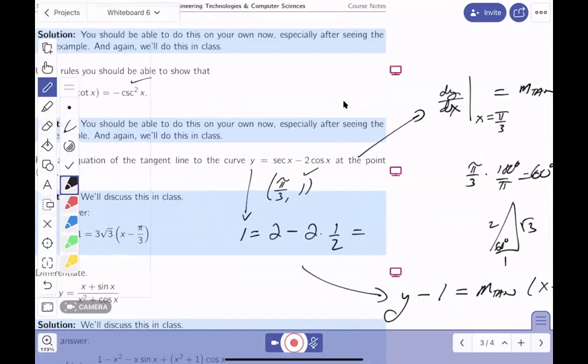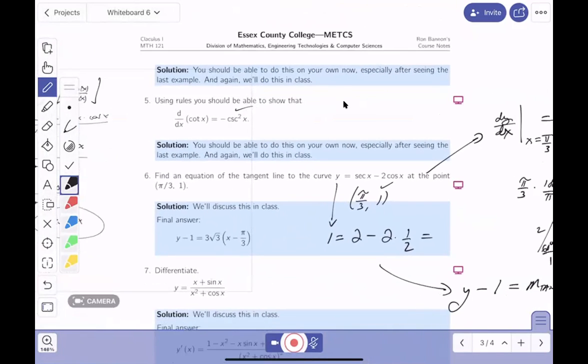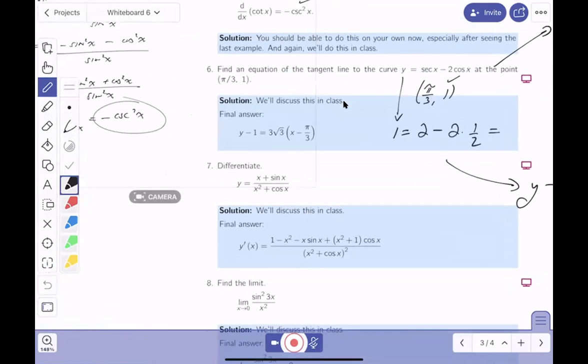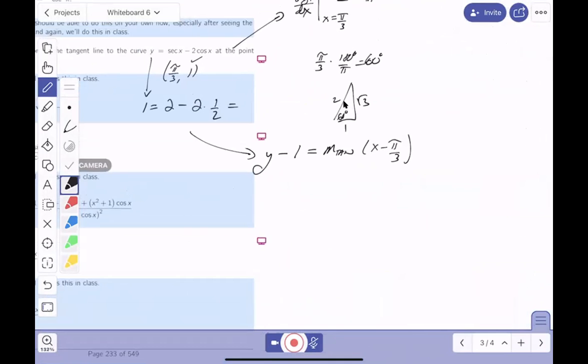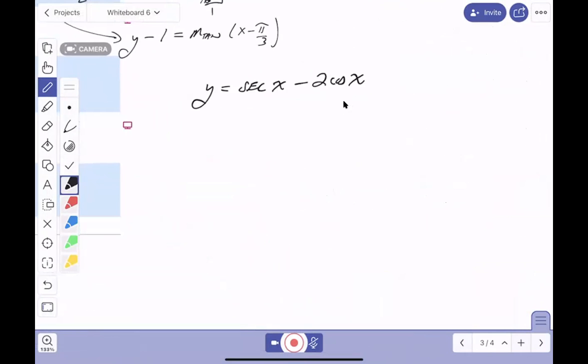So what's my issue right now? My issue is getting the derivative. So as I can't remember, that's fine. So you derive it. Let's put this over here. If y is equal to secant x minus 2 cosine x, maybe there's something you can't remember, which is the derivative of secant, but you should be able to do the derivative of cosine. And what's that going to be? Minus sine. So it's going to be plus 2 sine x.